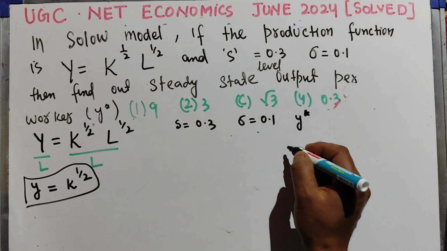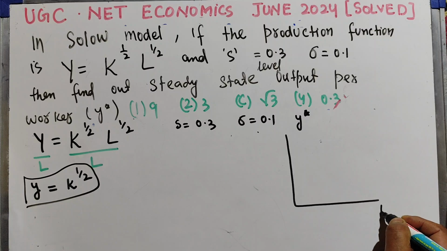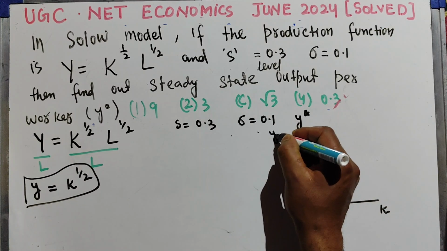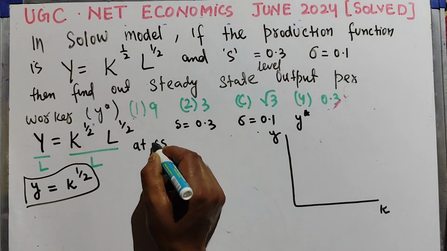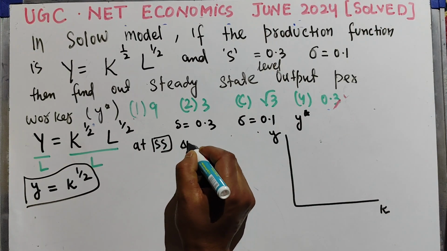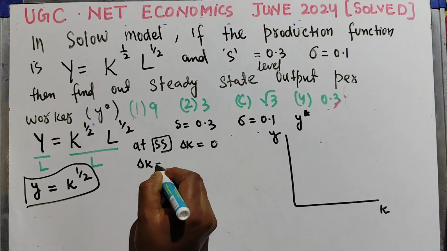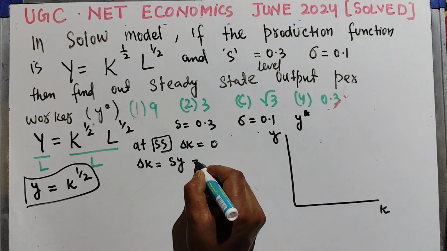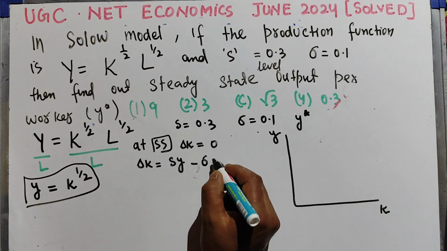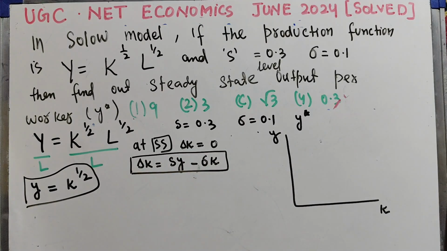Now we need to find out the steady state level of output. Let's draw a small graph here. Let us say we have the capital per worker on the horizontal axis and output per worker on the vertical axis. What happens at steady state level? The change in the capital stock is equal to 0. And what is the change in the capital stock? That is equal to savings times output per worker minus depreciation times capital per worker. This is our fundamental equation of the Solow model.